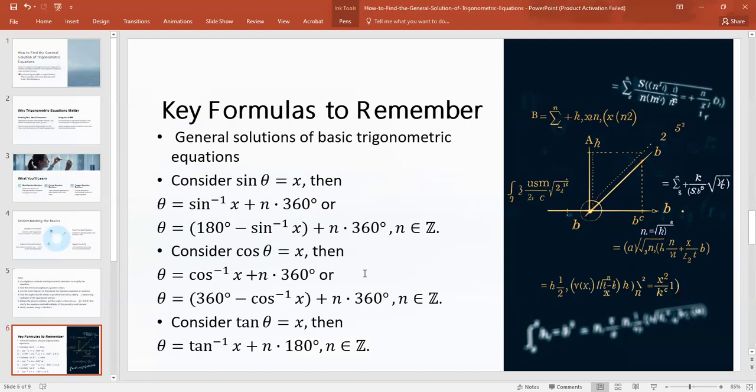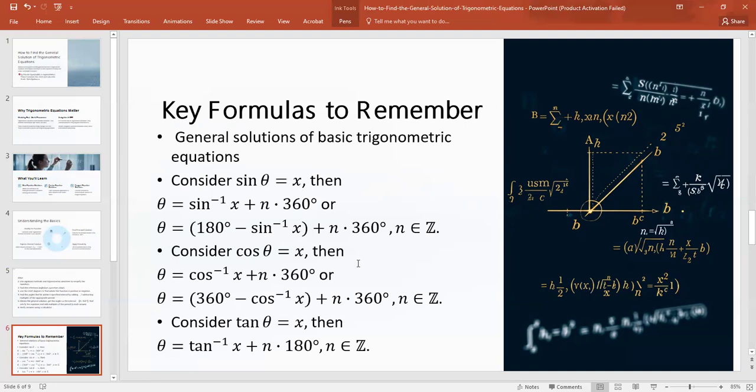The first trigonometric equation under consideration is sine theta equals x. We want to find the value of theta for which this equation holds. Therefore, the solution would be theta equals inverse sine of x plus n times 360 degrees, or theta equals 180 degrees minus inverse sine of x plus n times 360 degrees, whereby n is an element of the integers.